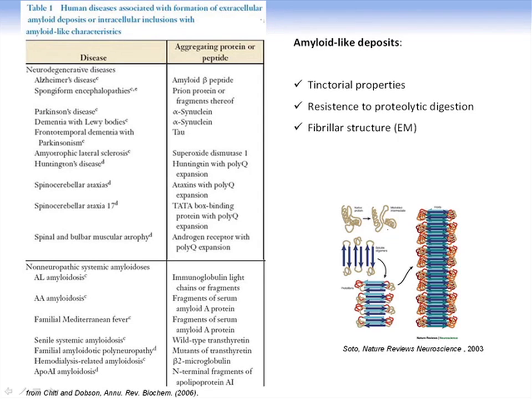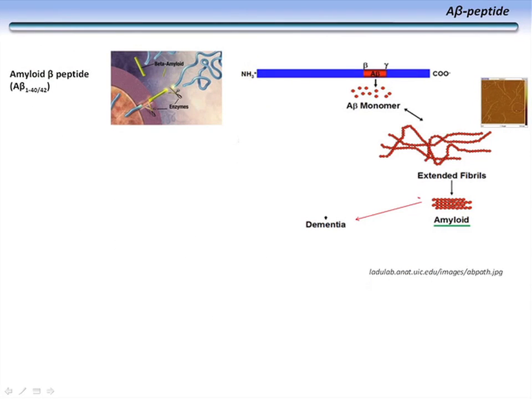Today I will focus my attention and show you some examples obtained with amyloid beta peptide, which is the peptide involved in Alzheimer's disease. However, the same concepts I will show you can also be applied to the other aggregating proteins. So, amyloid beta peptide. Amyloid beta peptide is a 40-42 amino acid peptide, which is formed by sequential cleavage of the amyloid precursor protein, APP, and which results in the release of A beta in the form of monomers.